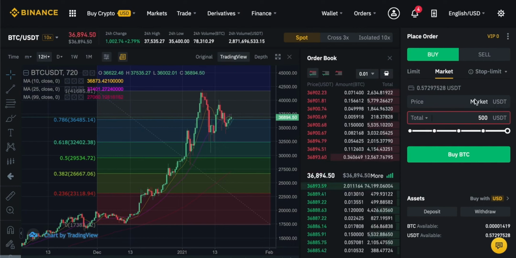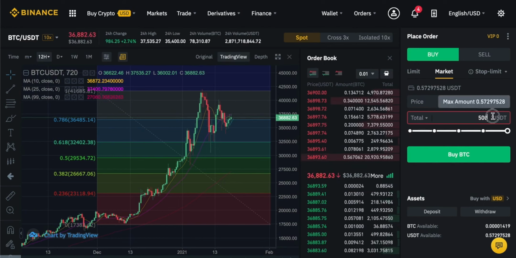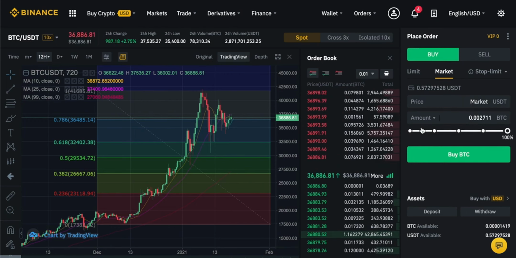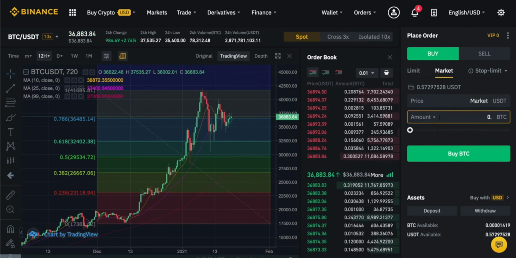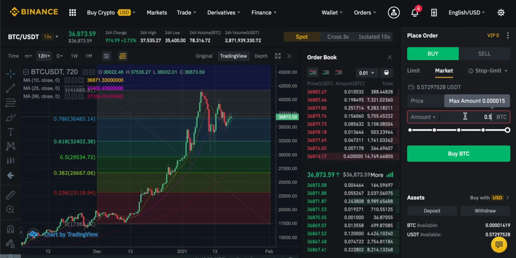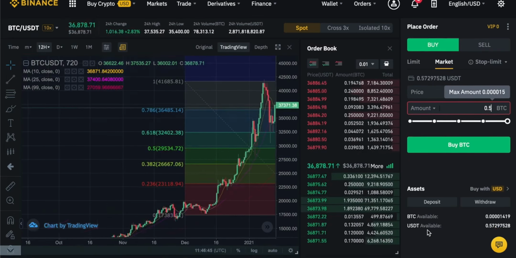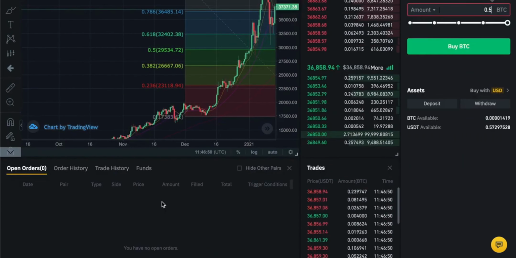You have no control over the price, but you can either say, I want to spend this much, so maybe 1,000 like this, or you can go amount and then choose how many Bitcoin that you want to buy, 1 or 0.05 like this. You can then go through, press trade, and you will trade. You do not know the price until you have traded though. If we scroll down, you will be able to see all of your orders here.